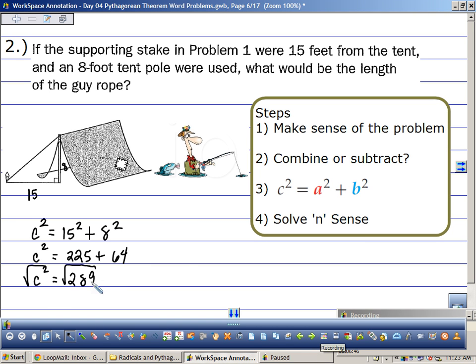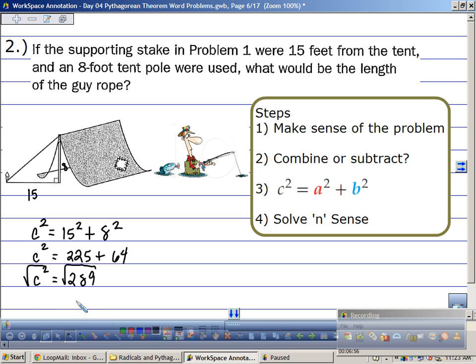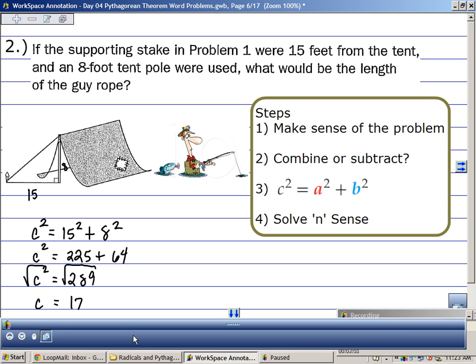So what's the square root of 289? You think, okay, what number ends in a 9 when you multiply it by itself? What number ends in a 9? 7. So it's probably 17. See how I did that? So 17 feet. Solve in sense. Does 17 make sense? If this side's 15 and that's 8, does 17 make sense? Yes.